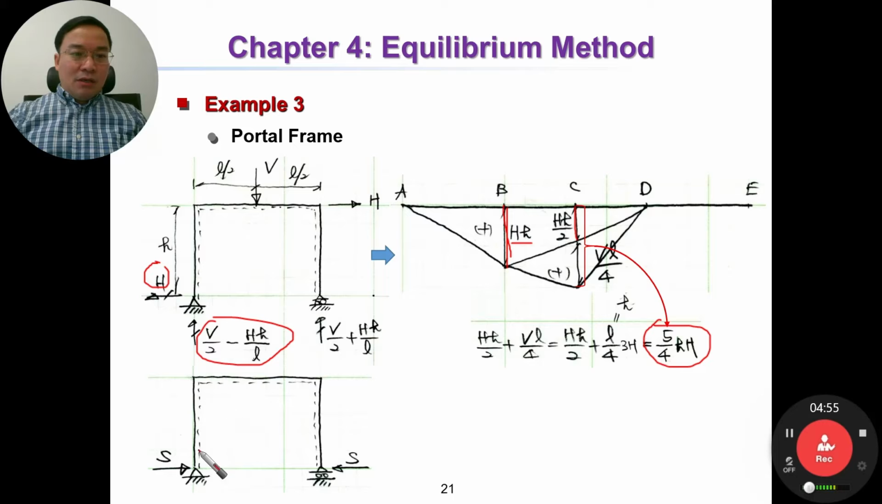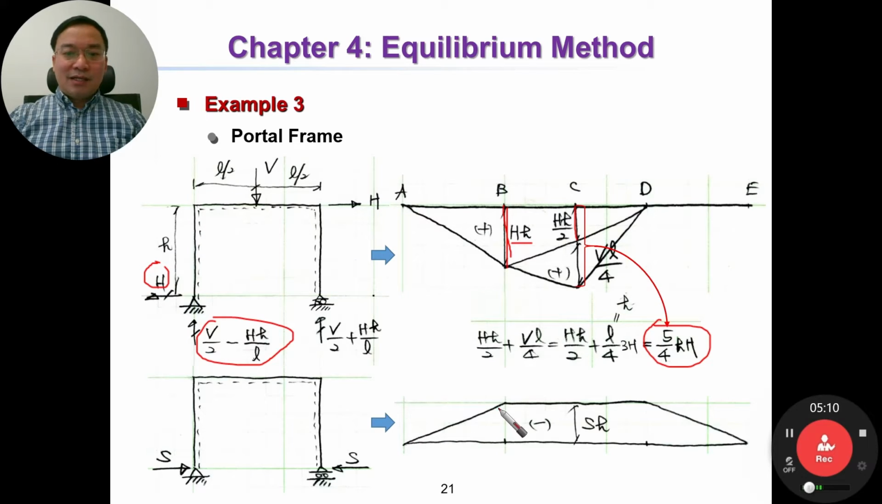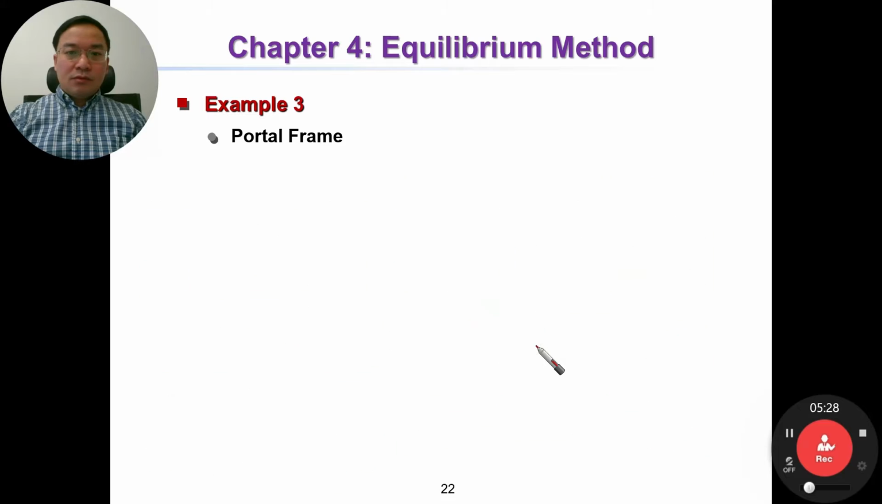For the lower frame, due to this redundant shear reaction, the horizontal reaction, which is redundant, we have the moment diagram like this. The value of the moment here is S multiplied by this one. So now we can use the superposition method.